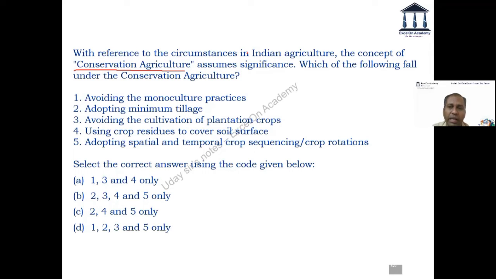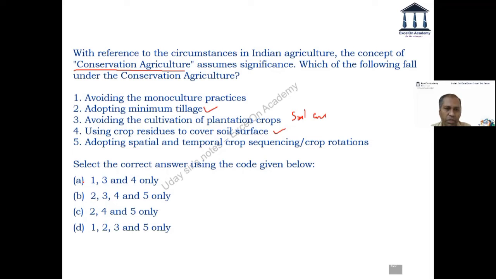So when you say conservation agriculture, what are all the things you will conserve? You will, 2 and 4 is there. Okay, so you will conserve for sure the soil. Good. Yeah, you're right, Bhavna. So I also feel this is true. So minimum tillage is there, and this is there. What are 2 and 4 doing? 2 and 4 are helping me in soil conservation, and it is talking about conservation. 2 and 4 is definitely there.